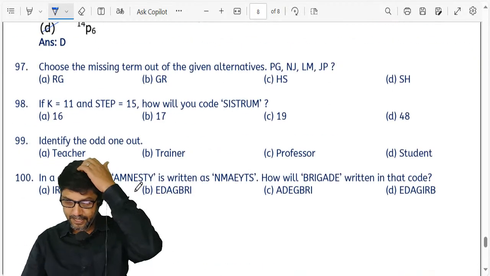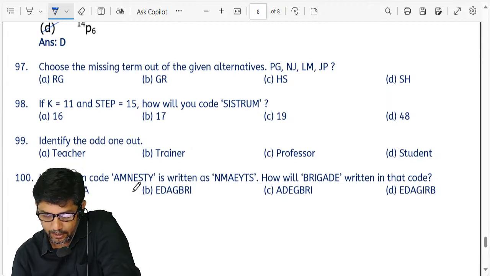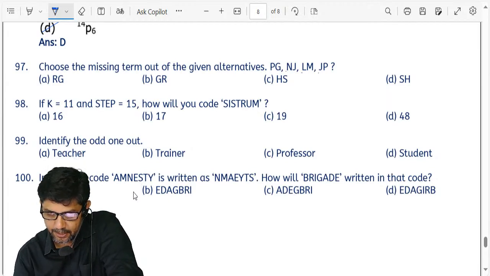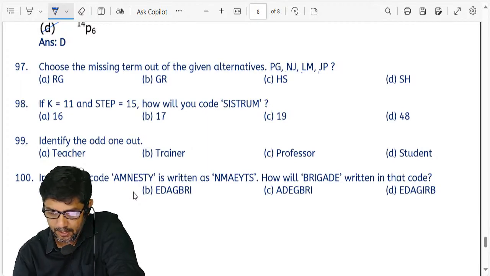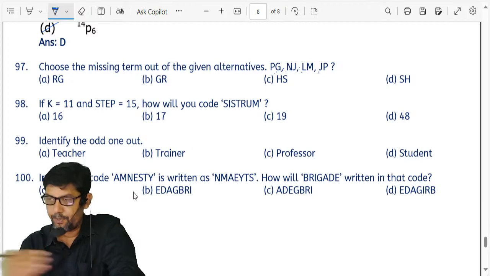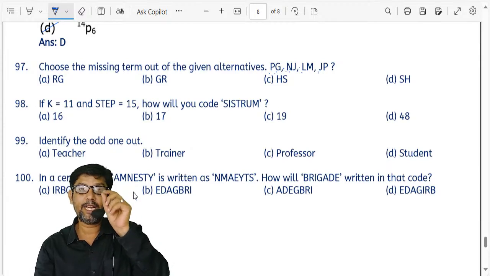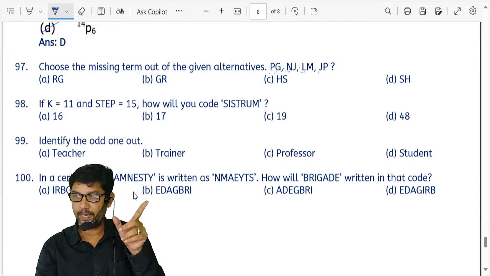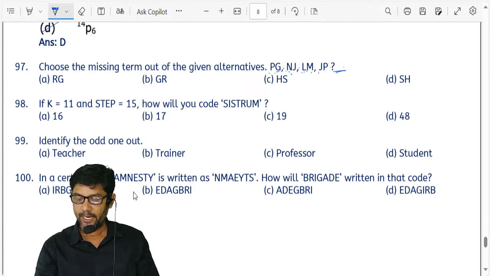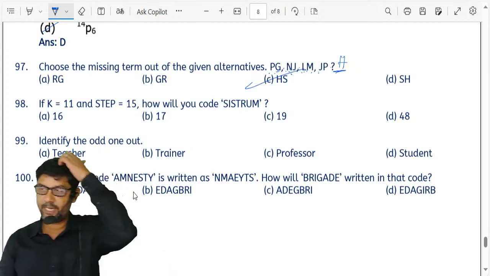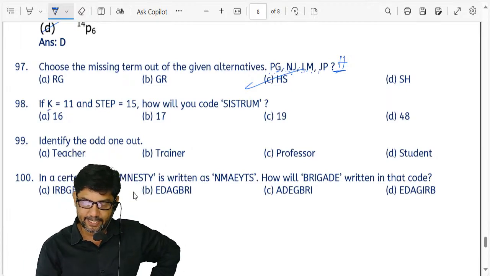Choose the missing term: PG, NJ, LM, JP. It is going in reverse order, right? Otherwise, F, G, H, I, J, K. See, G is going backward. P, that is L, M, N, O, P, that is N, O, P. The same way, L, M, N, J, K, L, H, I, J. H has to be the first letter. Only one option is having H as the first letter. I'll mark option C.